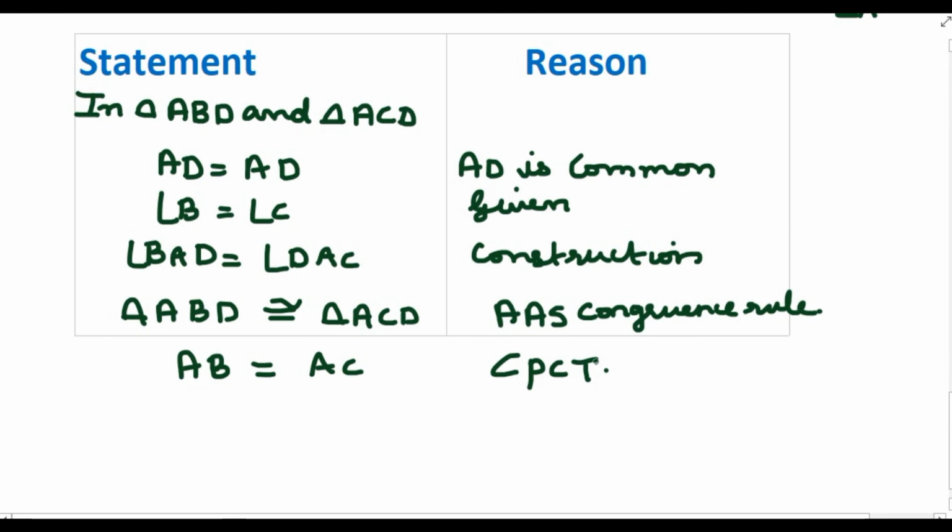So we have proved two theorems today. One is angles opposite to equal sides of a triangle are equal, and the second one, sides opposite to equal angles of a triangle are equal.